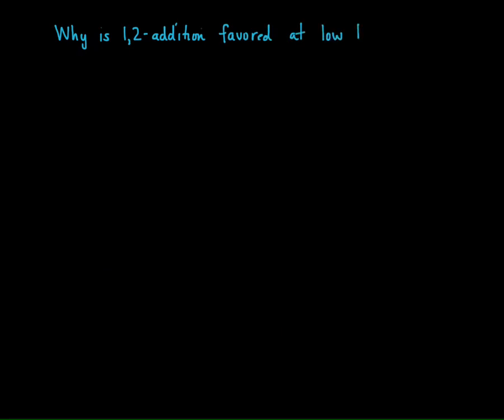Now, it's easy to understand why at higher temperatures the most stable product is forming, right? Thermodynamics favors the most stable product. But one of the questions is, why is 1,2 addition favored at low temperatures?